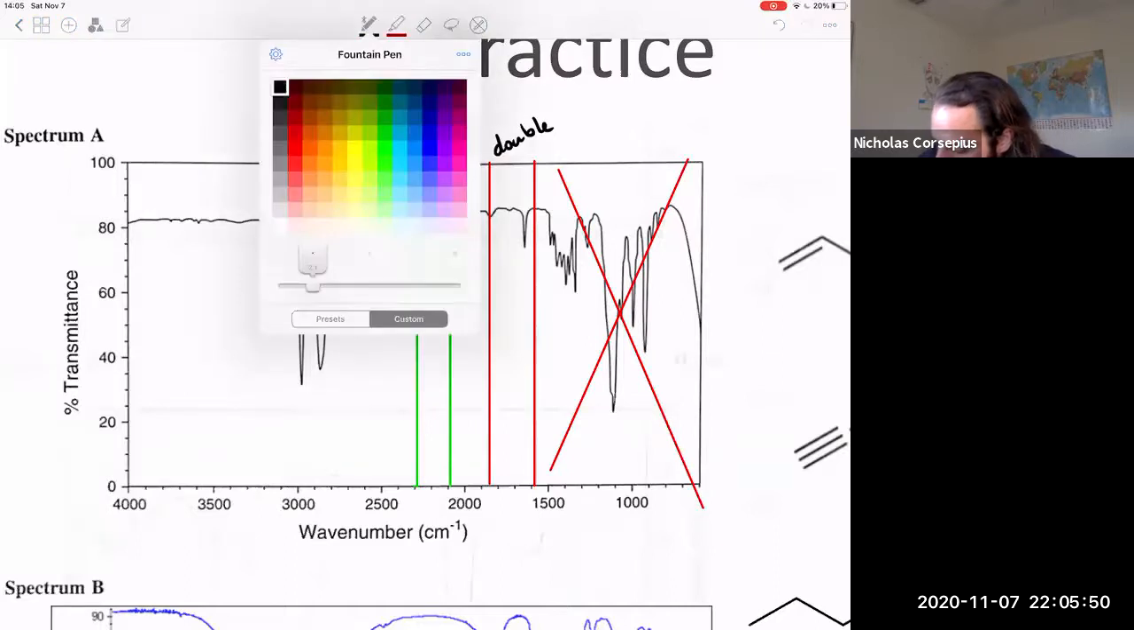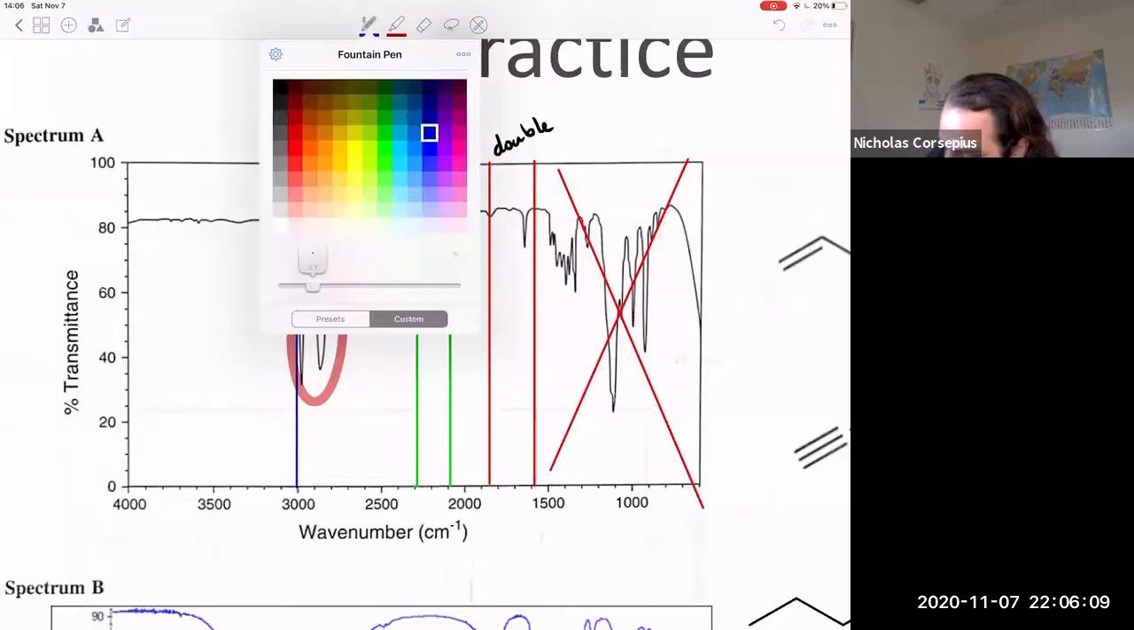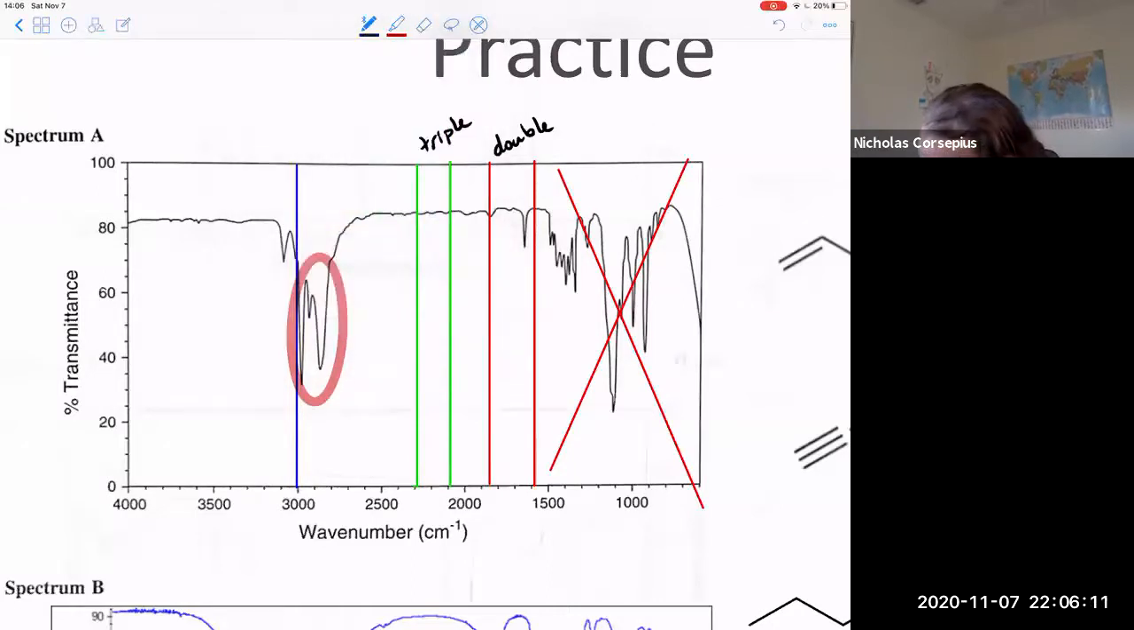And then lastly, I'm going to lay down this marker at 3000. Okay, so this right here, again, is going to be in just about every spectrum. You see this cluster of peaks just south of 3000. This will correspond to sp3 hybridized carbon-hydrogen bonds.